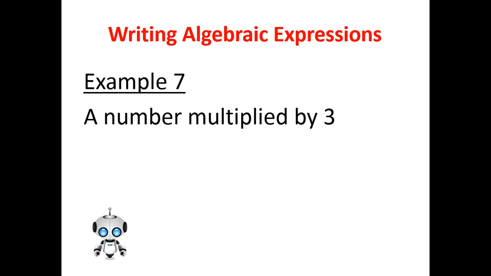So example 7, a number multiplied by 3. Remember, we put the number first and we don't use a multiplication sign. So we write it as 3x, or 3p, or 3n, depending on what variable you used.